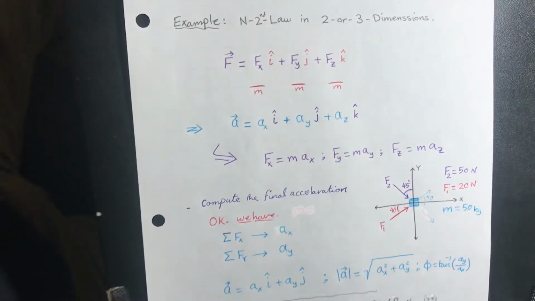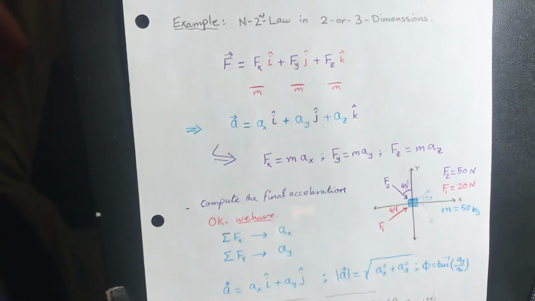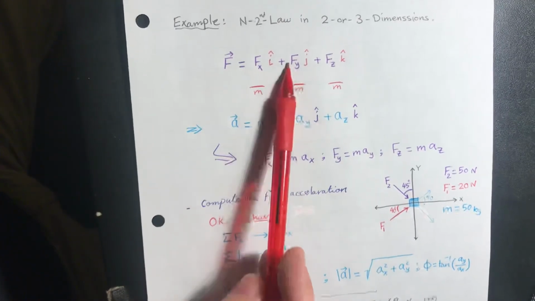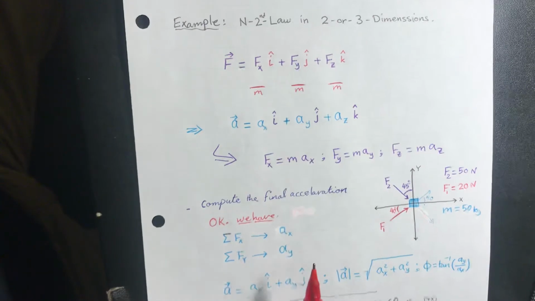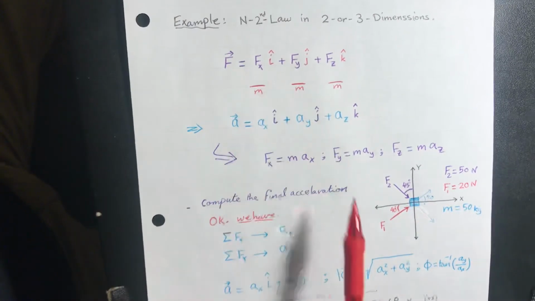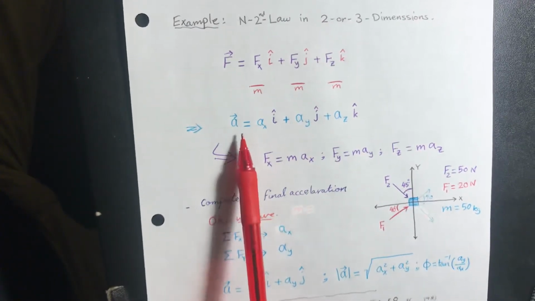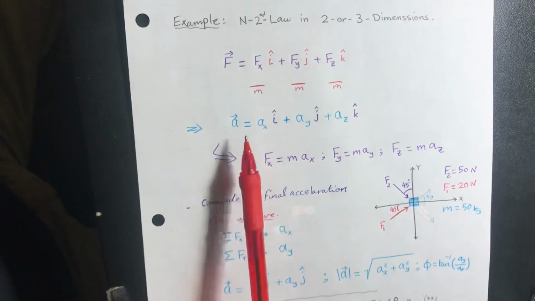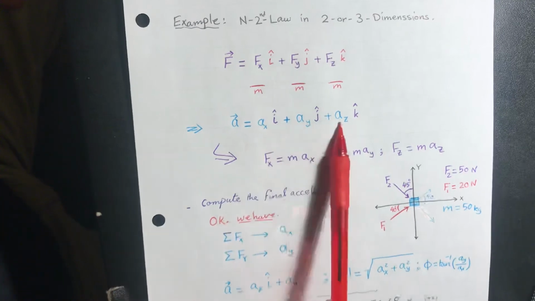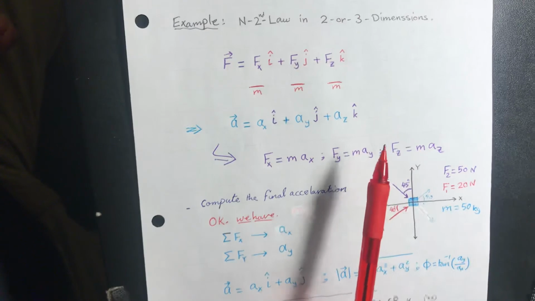Another example in 2 or 3 dimensions. We have the force. The force is a vector in x, y and z direction. If we divide the force by the mass, which is the same for all the directions, then we will reach the acceleration. The acceleration vector, we studied it before. A as a vector is equal to ax, ay, az in i, j, k hat direction.